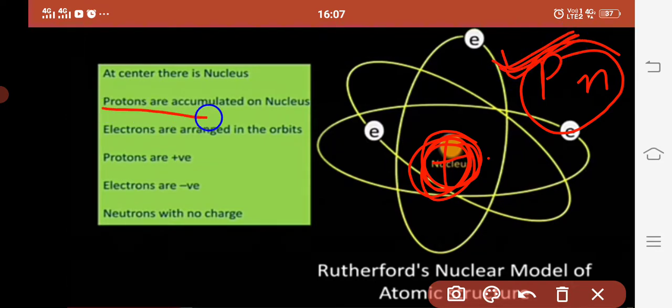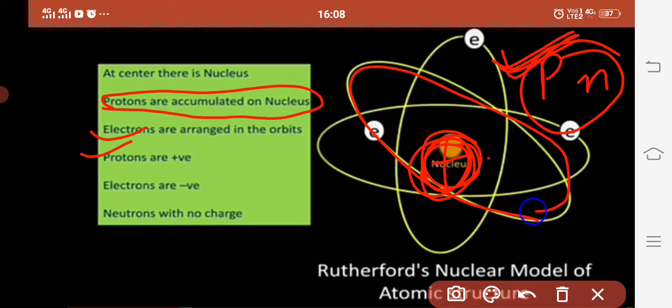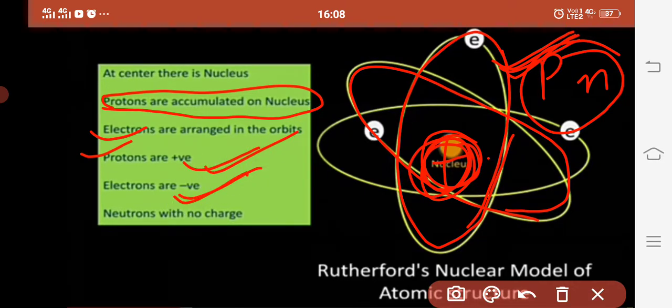Now, protons are accumulated in the nucleus, that is, inside the nucleus, and electrons are arranged in orbits, the outermost orbit just surrounding the nucleus. In these orbits, the electrons are revolving. Protons have positive charge, electrons have negative charge, and neutrons have no charge.